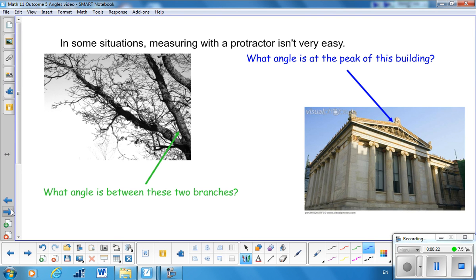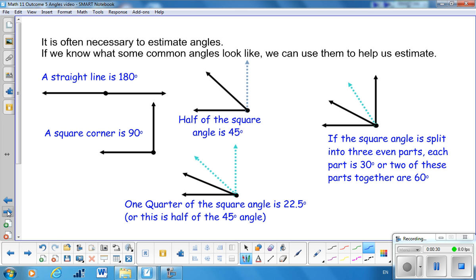So for instance, what's the angle between these two branches? Or what is the angle at the peak of this building? It is often necessary to estimate angles. If we know what some common angles look like, we can use them to help us estimate.